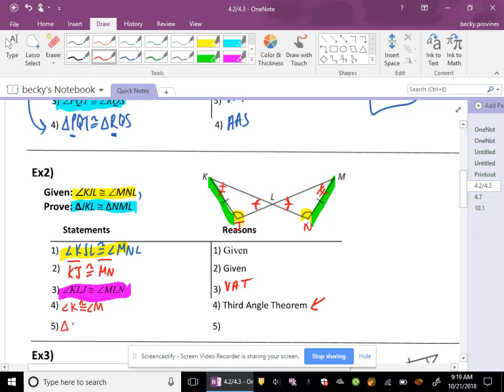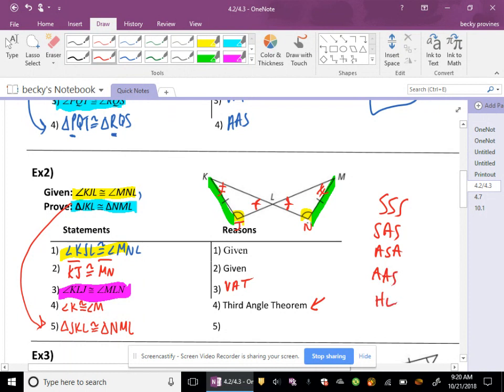So we're going to prove our triangles. I'm just rewriting it from up above. Our two triangles are congruent. Again, this is called your congruency statement. And we need to figure out why. So with this one, again, how many choices do you have? You have 5.